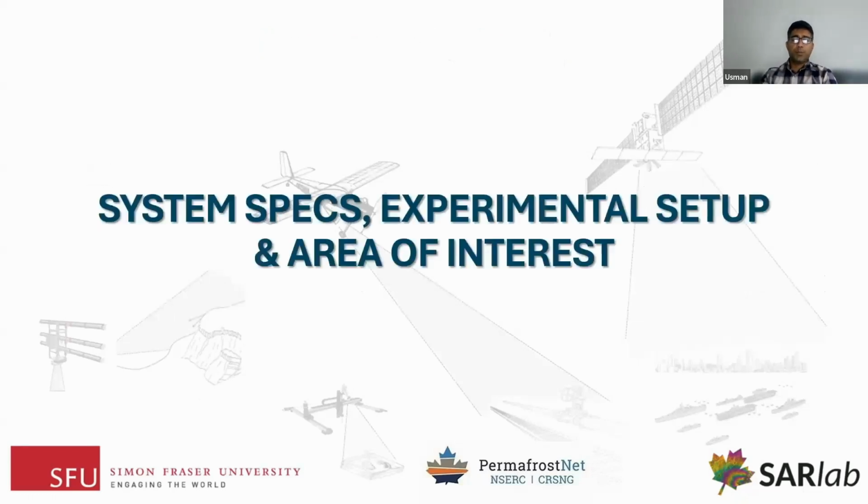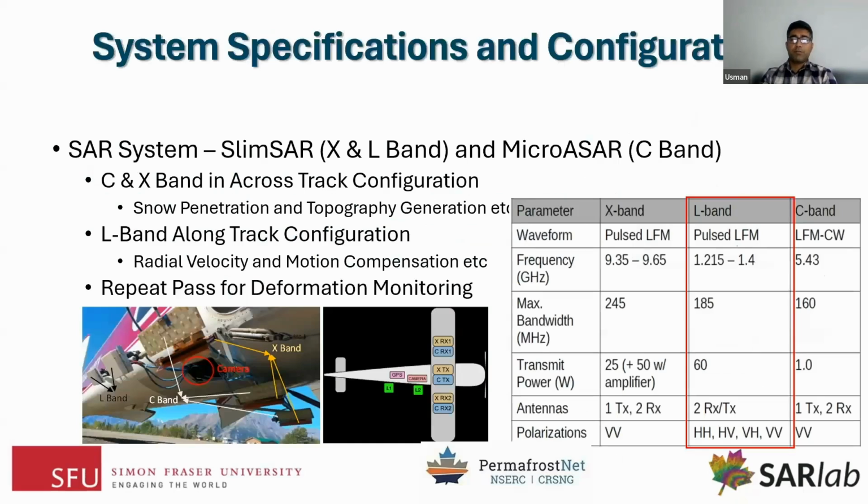The system that we are using for the radar is a tri-band system: X, L, and C band. Our primary focus in this research is the L-band component, because the L-band has a wider beam width, and I'll show you in later slides how that helps in doing change detection as well.